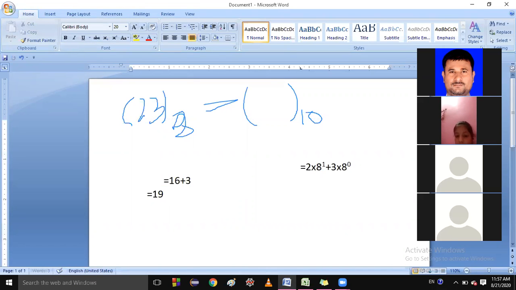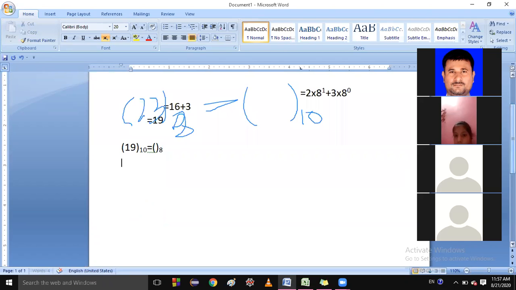So can you convert this? 19 is a decimal number. Can you convert this decimal number to octal number? How? One minute. The way of converting, I will tell you. This is very easy. Let me take this pencil.